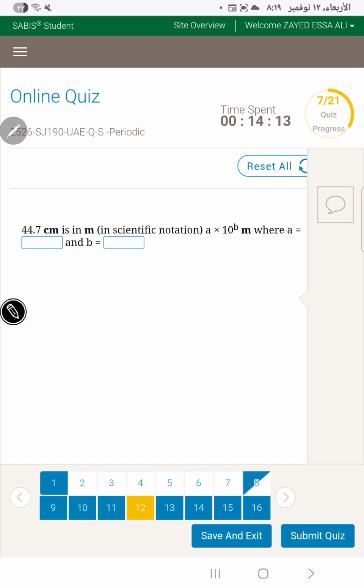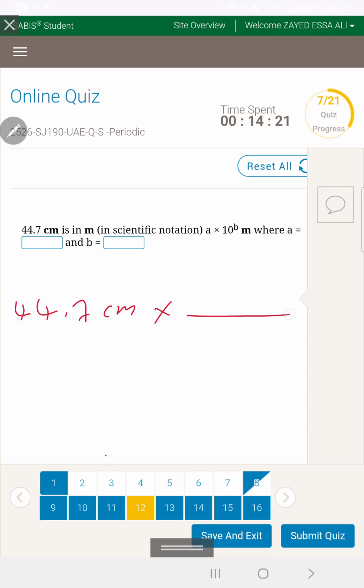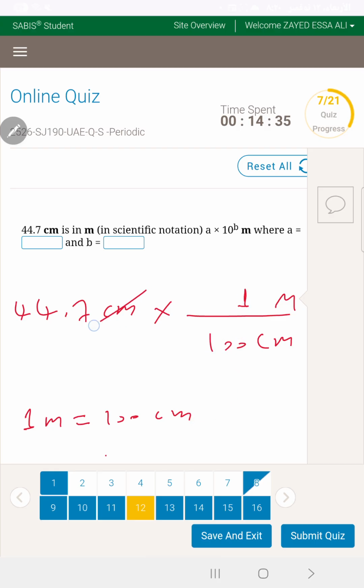44.7 centimeters in meter. Scientific notation, what is it? So 44.7 centimeters. I have to multiply it by a conversion factor that will cancel the centimeter. So I put it down. And will keep the meter, so I put it up. I know that 1 meter is equal to 100 centimeters. Put 100 down and 1 up. Cancel this and this.